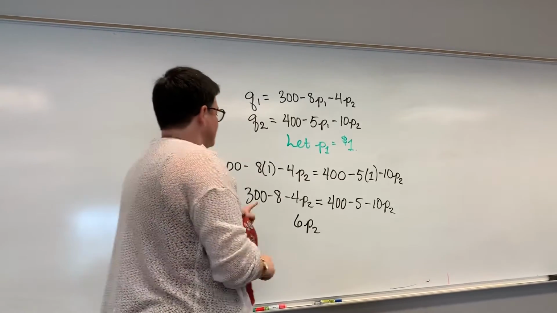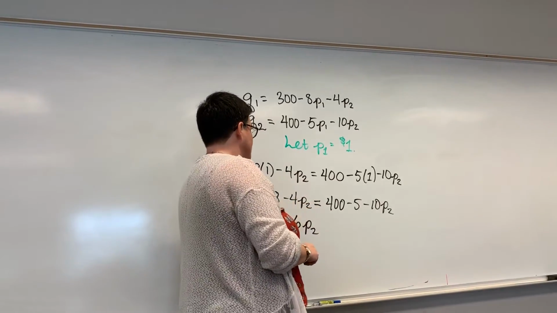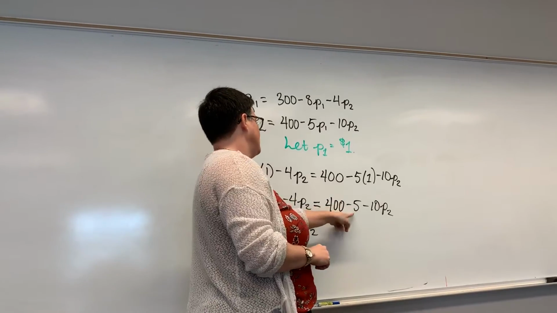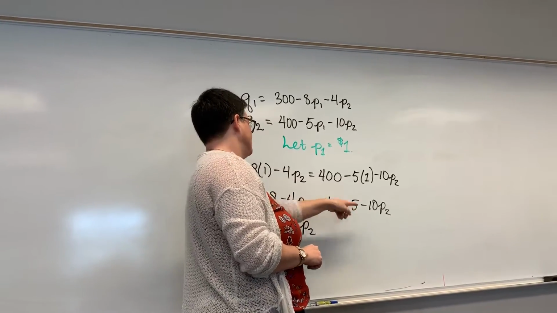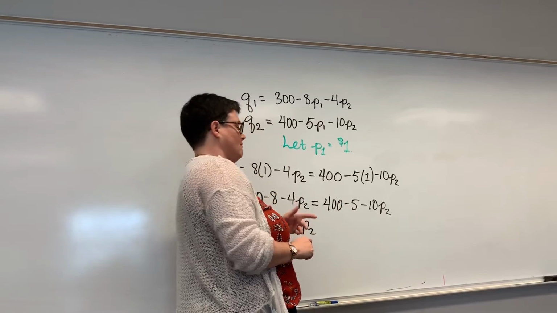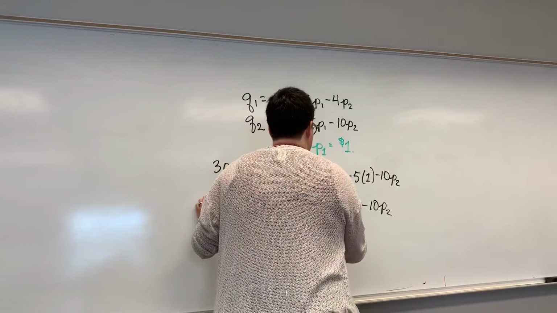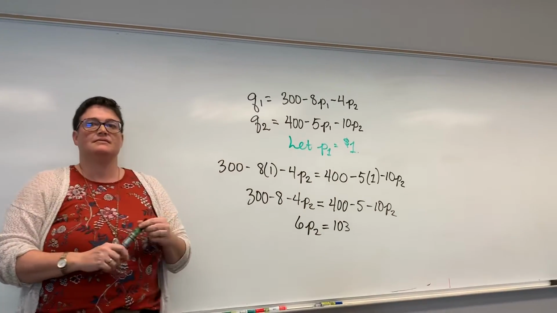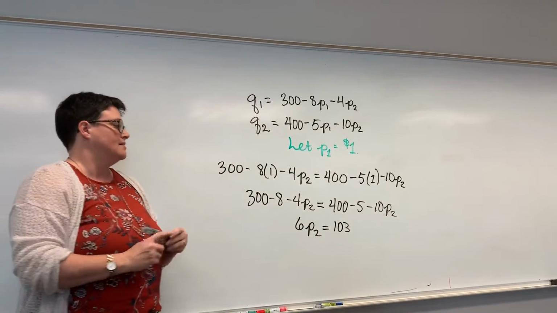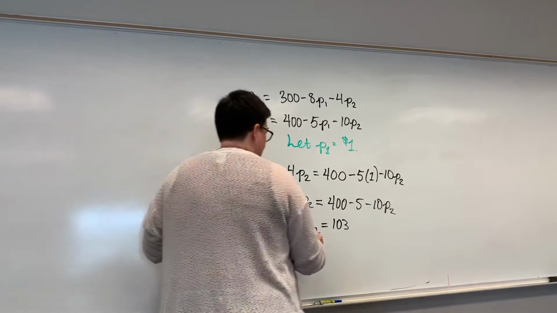6P2 equals, so let's move the 300 over, leaving us 100. Let's move this 8 over here, leaving us plus 3. So what's 100 plus 3? 103. So we'll have 103 over here. Does that make sense, you guys? Okay, so what's P2 going to be?